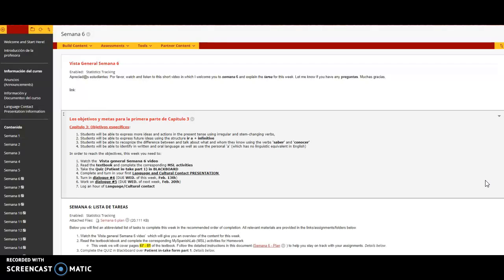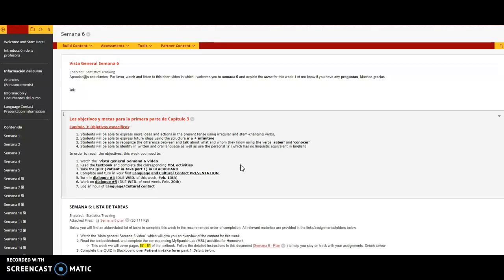Now, as always, when you click on semana 6, you're open to this page, and this is where the video you're watching is located. Then, the objetivos y metas para la primera parte de capítulo 3.